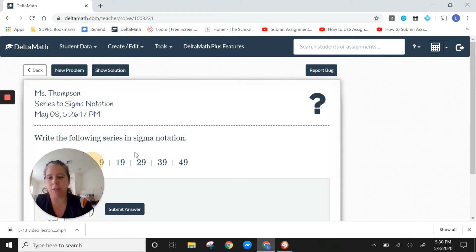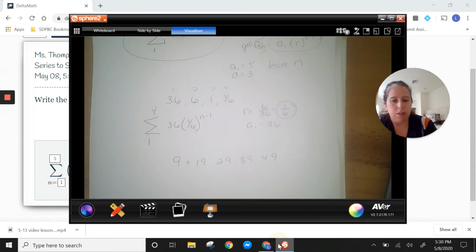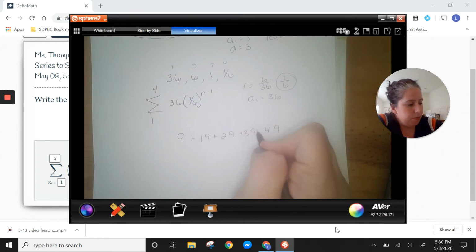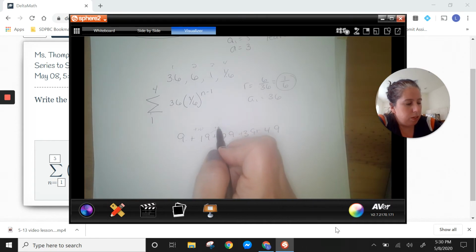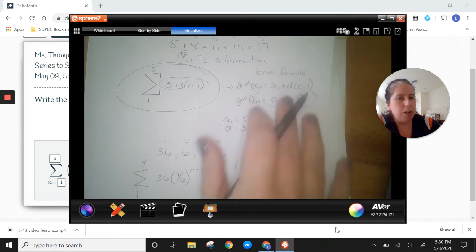So here's the Delta Math. n equals, so start with 1, up to, this is the first, second, third, fourth, fifth term. Now I need my equation. So I got 9, 19, 29, 39, 49. We need to figure out what this equation is. From 9 to 19, that's plus 10, that's plus 10, that's plus 10. So that makes this arithmetic. So I'm going to use the arithmetic formula, this one.